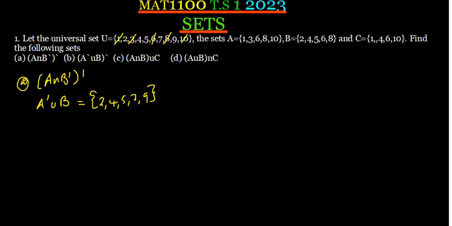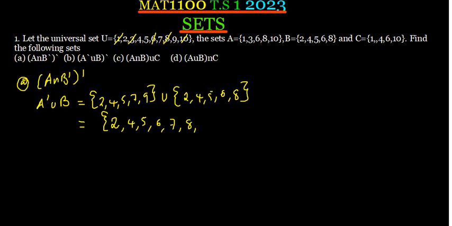And this is what we are saying union B. Now the set B is 2, 4, 5, 6, and 8. Union is simply combining, so we combine these two sets. In both sets we have 2, and we can't write the same element twice. In both sets we have 4 and 5. In B we have 6. In A complement we have 7. In B we have 8. In A complement we have 9.